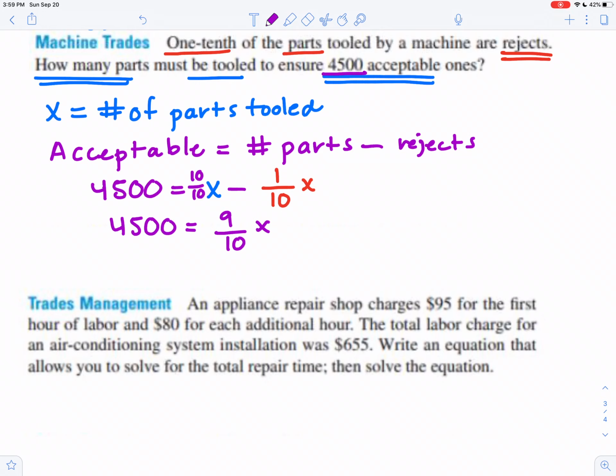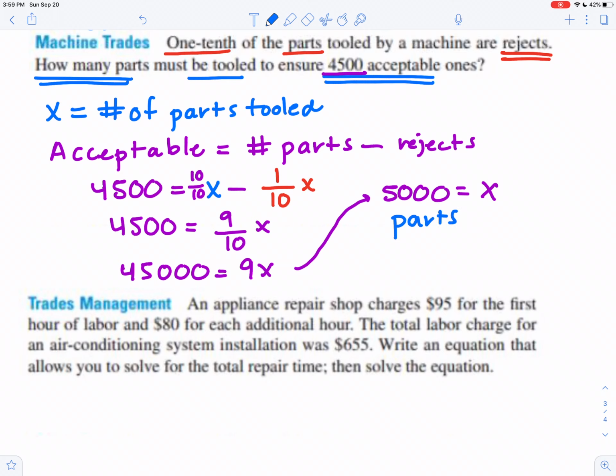All right, but at this time, I'm ready to solve. The first thing I'm going to do is multiply both sides by 10. That's going to tell me that 45,000 is equal to 9x. Then to solve for x, I'm going to divide both sides by 9. And that's going to tell me the total number of parts that would need to be tooled to get 4,500 acceptable parts would be 5,000.